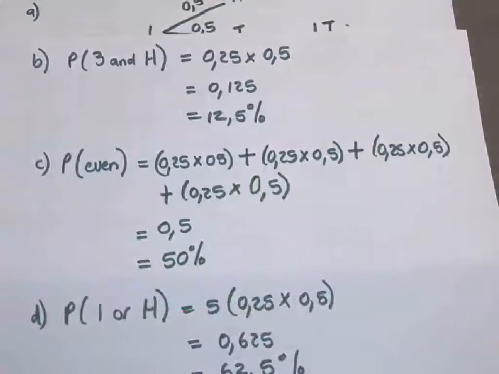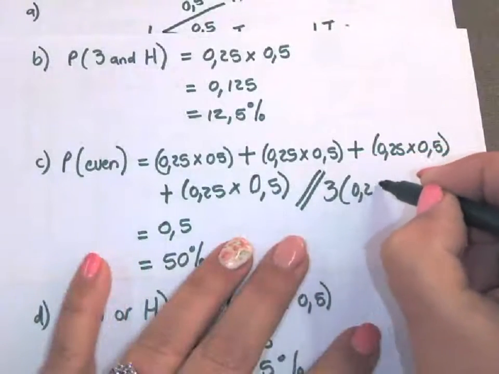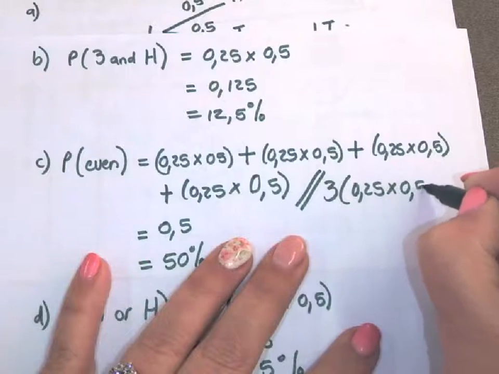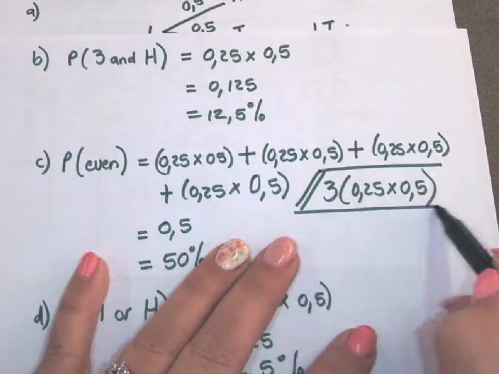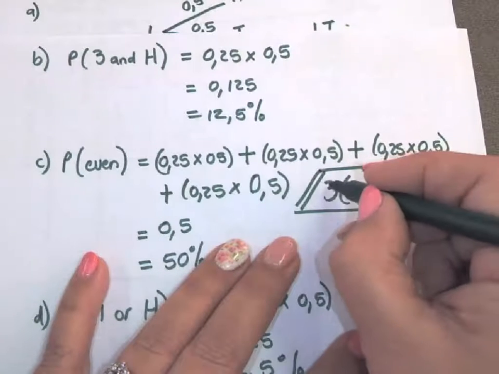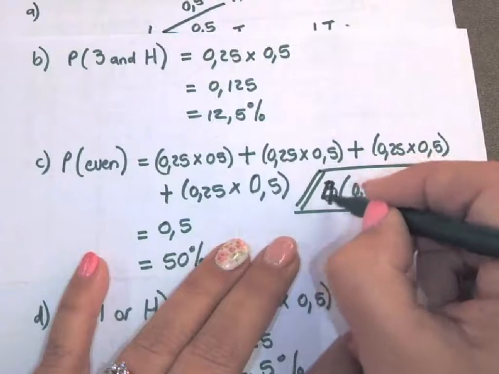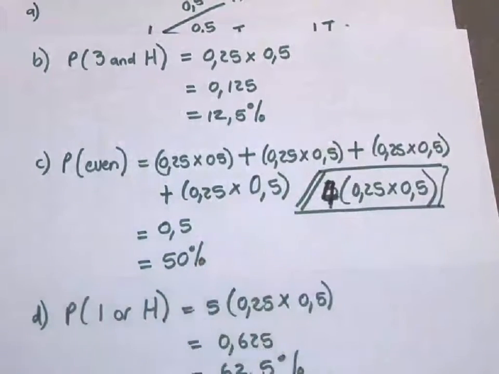You could also have said 3 times 0,25 times 0,5. Why is it three? What? Why is it three? It's four. Sorry, I just looked up there. 4. Okay.